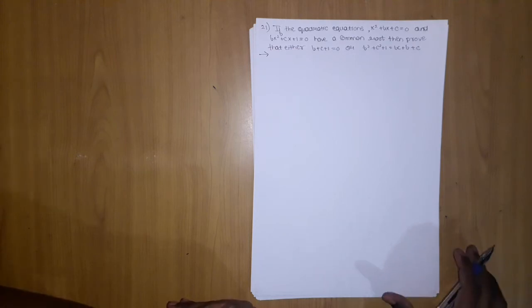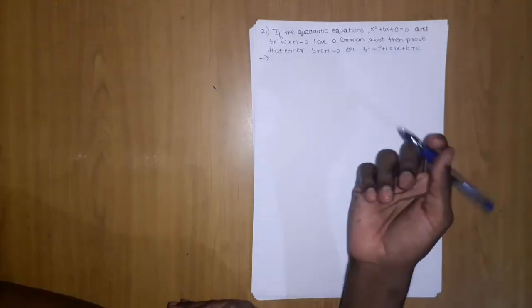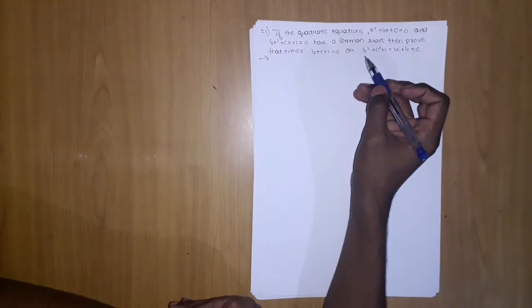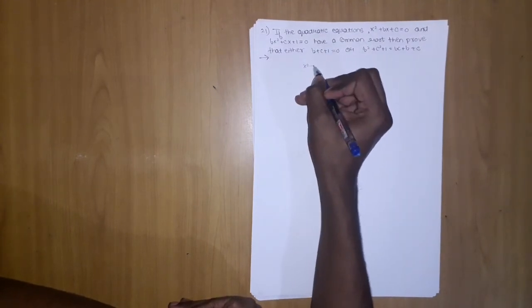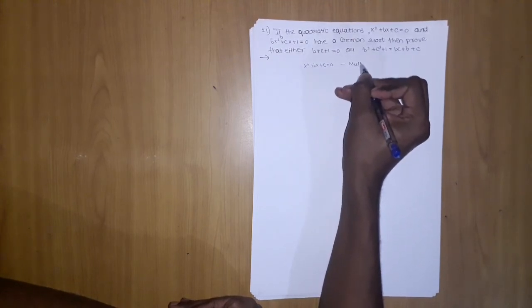Yes, the question is correct. So let's start. So how can we start? There is no big direct approach. So let's try to find the common root by multiplying this equation x square plus bx plus c equal to 0 by b.